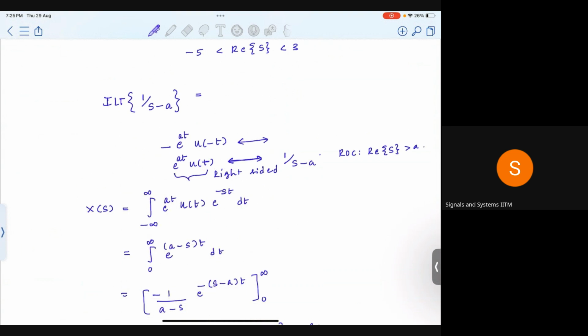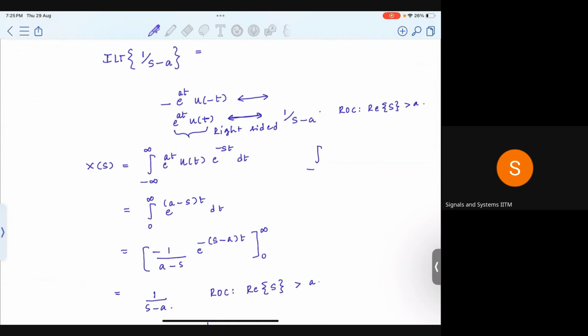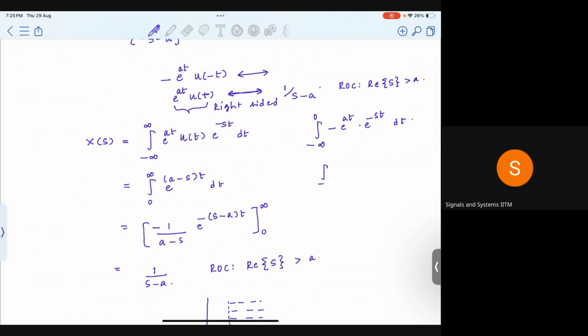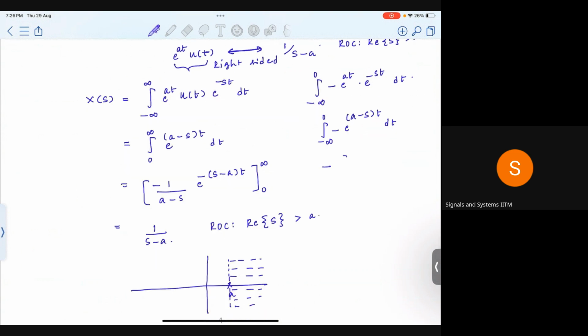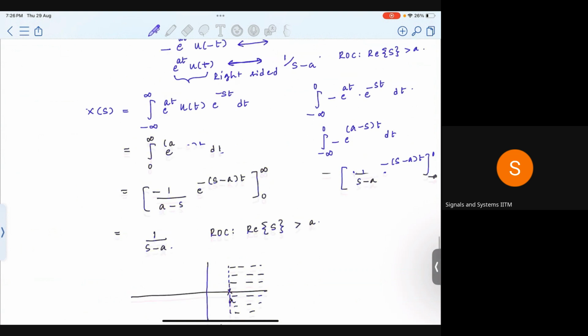And now for the other signal, try to do the same. It is the integral from minus infinity to 0 of minus e power at e power minus st dt, which is again minus, minus 1 by (s minus a), e power minus (s minus a)t from minus infinity to 0, right?